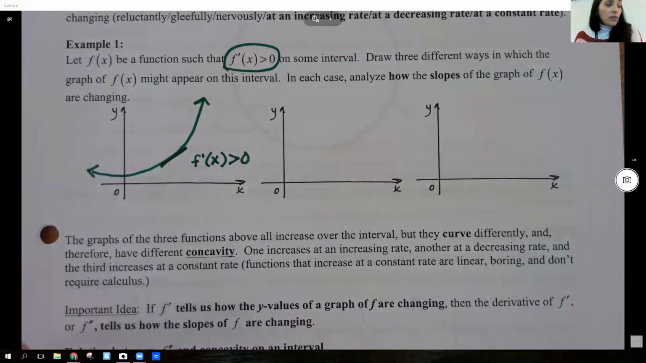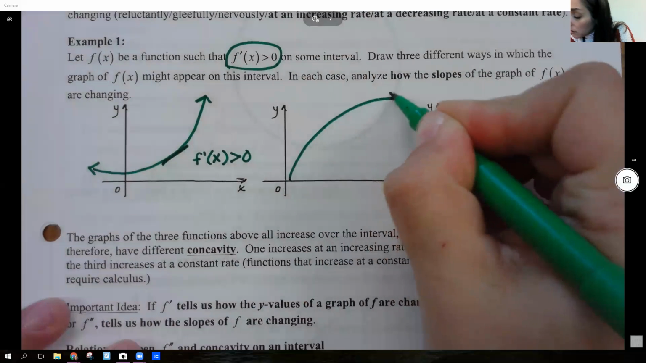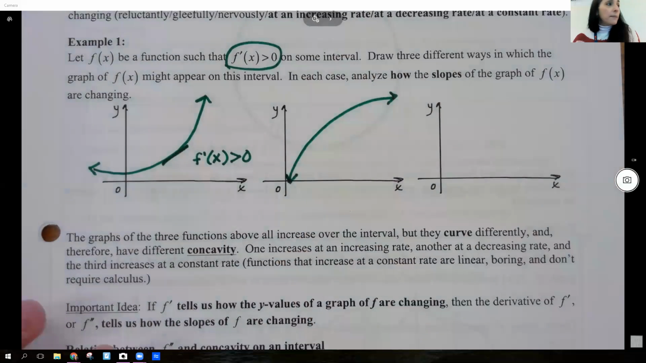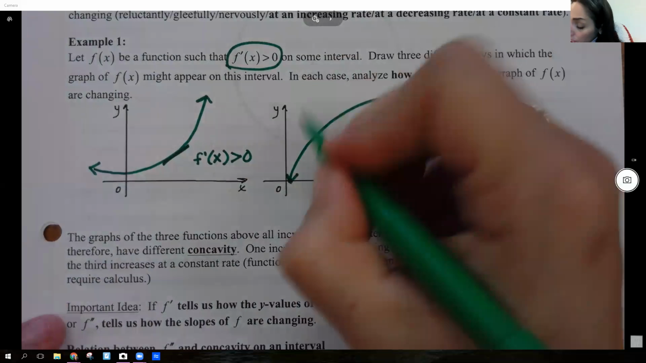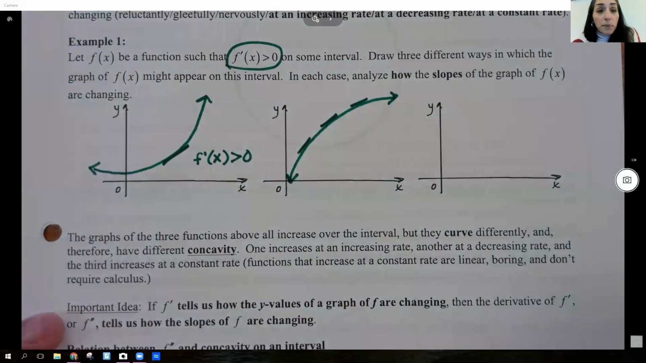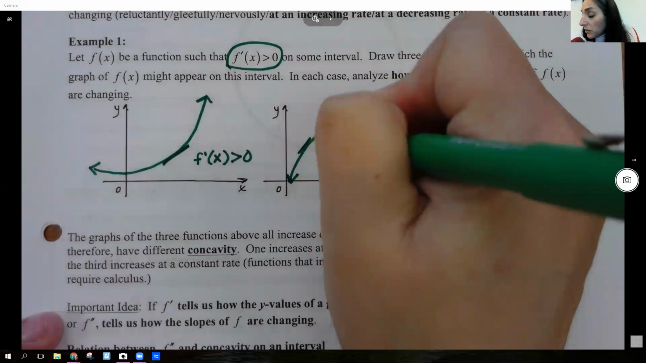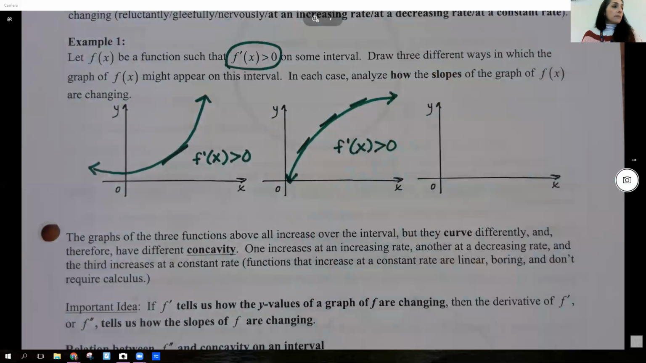Another way that we could draw would be like this. Okay, different curve. Notice what's the difference? The concavity is what's different. But if you were to put little tangent lines on here, their slopes would be positive. So it's still increasing.